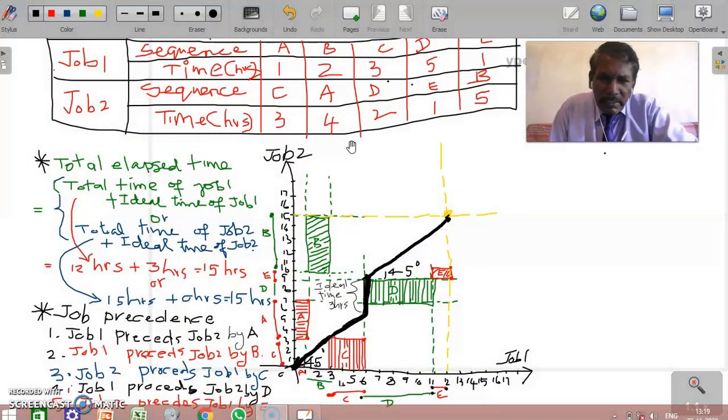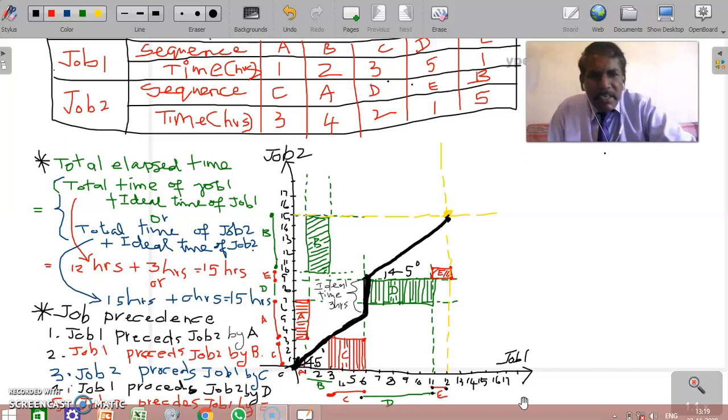Now look at this particular graph. The horizontal line I am taking as job 1, and the vertical line I am taking as job 2. Horizontal line job 1, and vertical line job 2. Okay, right.